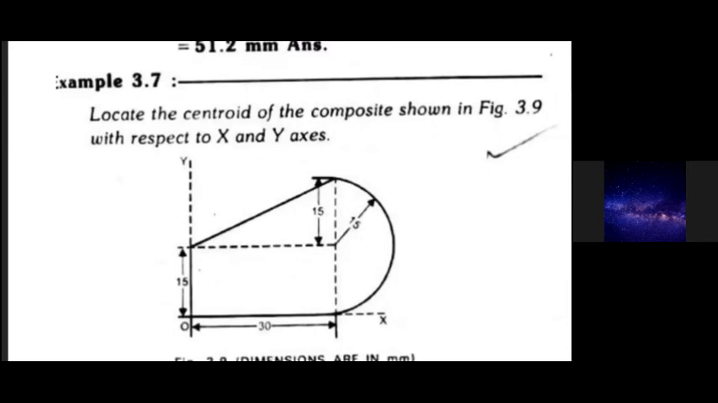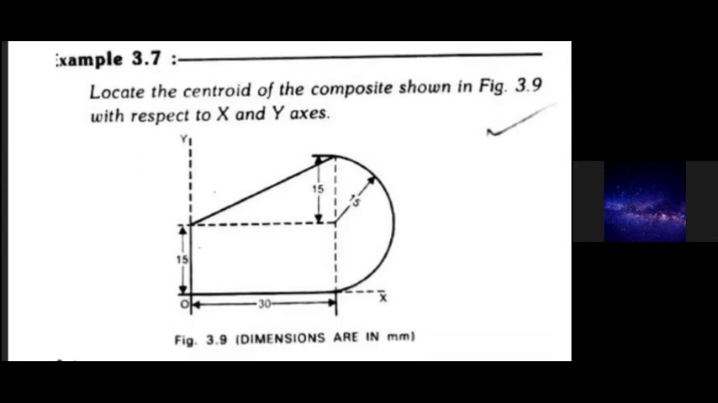Next problem: locate the centroid of the composite section shown in the figure with respect to the x and y axes. Here the x axis and y axis are given. This x axis is passing through the bottom base of the composite section, and the y axis is passing through its extreme left edge. So it is similar to the above, and this composite section also consists of three parts: a rectangle, a triangle, and a semicircle.